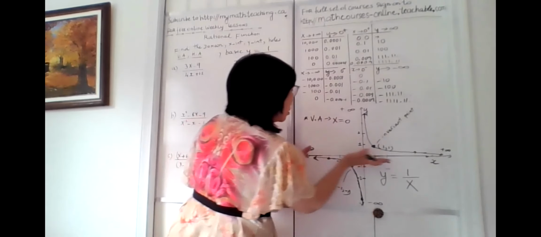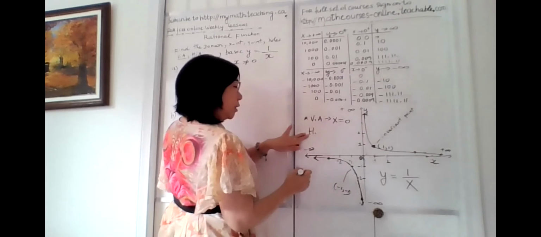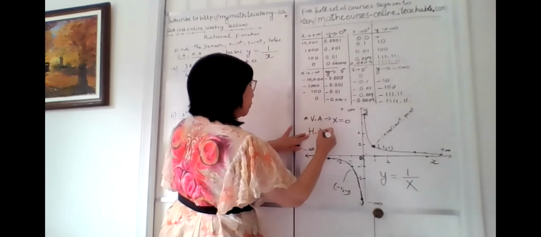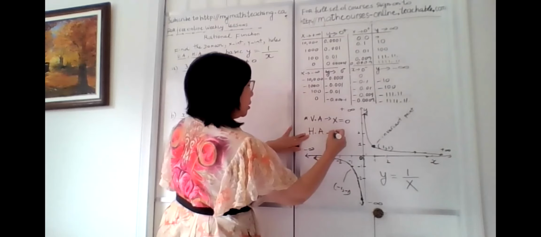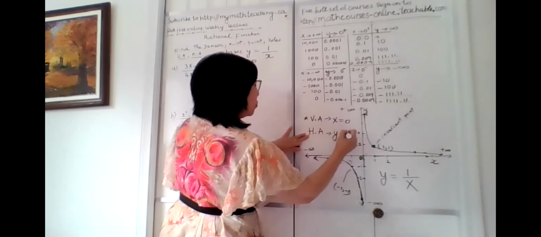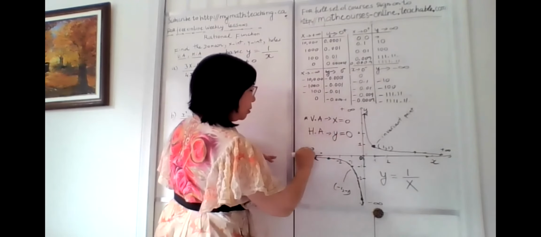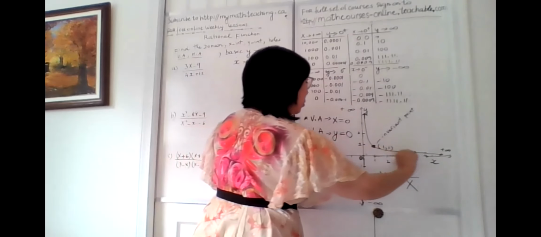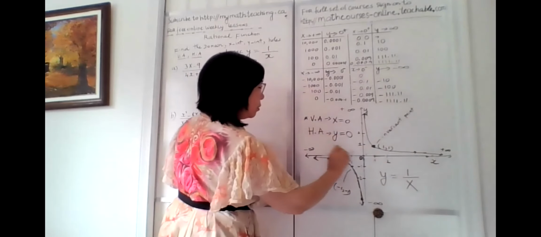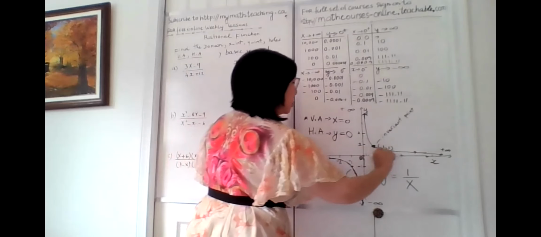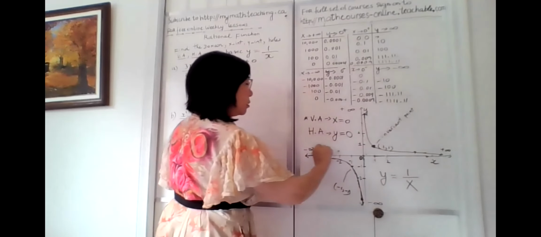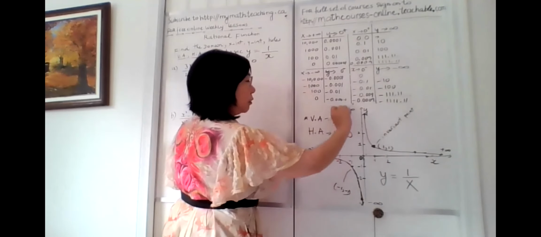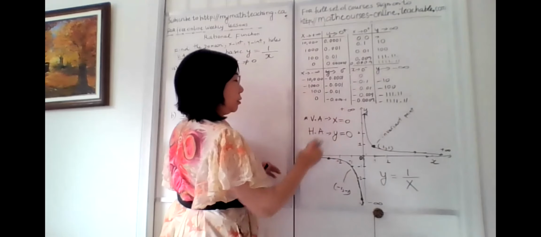What about the horizontal asymptote? We say horizontal asymptote, H A, is y equals 0. It means the value of y equals 0 right here, this is the horizontal asymptote for this basic function.